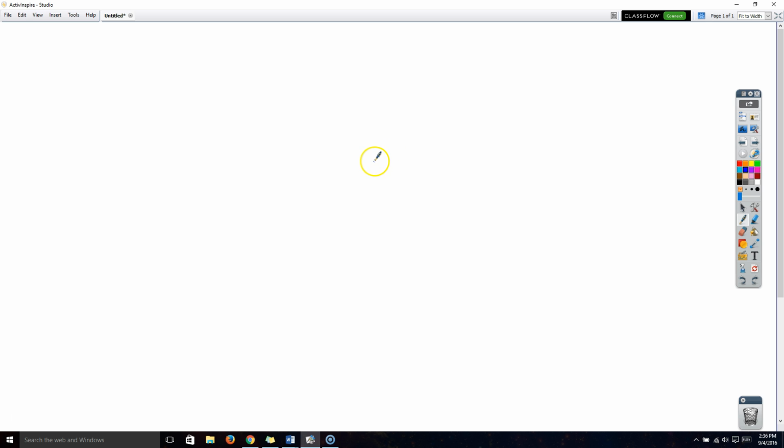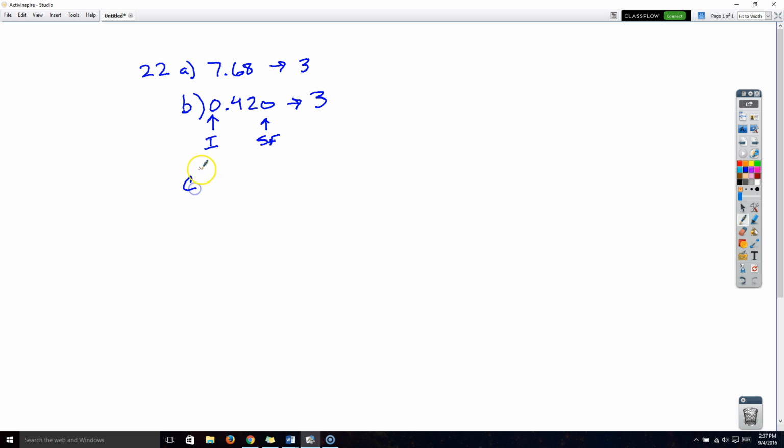In 22, they just wanted us to find the number of significant figures in each number. So 22, letter A, is super easy. It's 7.68, so then that one has 3 significant figures. For letter B, the 0.420, in fact they put a 0 in front of it too. This one has 3 significant figures also. This number is important because it just shows us it's in front of the decimal, but it is not significant. The number after the decimal is significant, so that is a significant figure. So there are 3 here. The non-zero numbers are also significant figures.